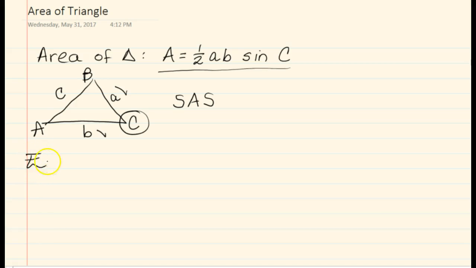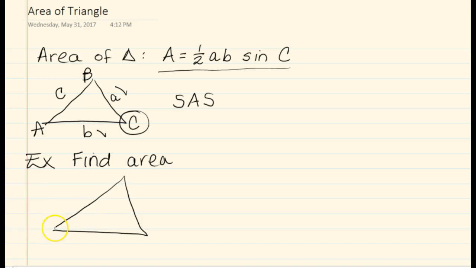So here's an example. Let's say we want to find the area of a triangle, and our triangle has side A, angle B, and angle C. We know that side A is 34 feet. We know that side C is 42 feet. And we know that our angle is 55 degrees and 10 minutes.